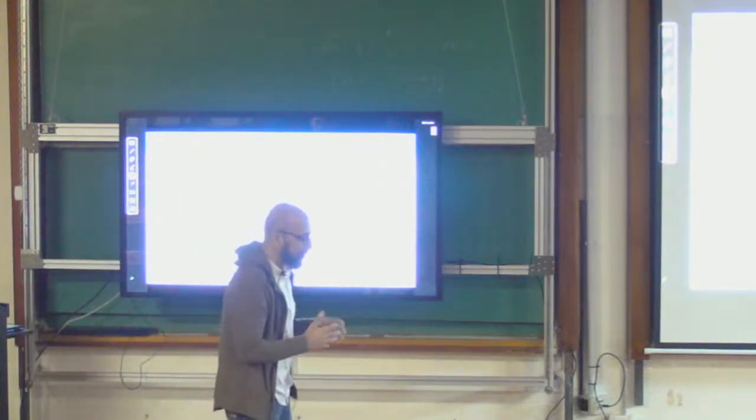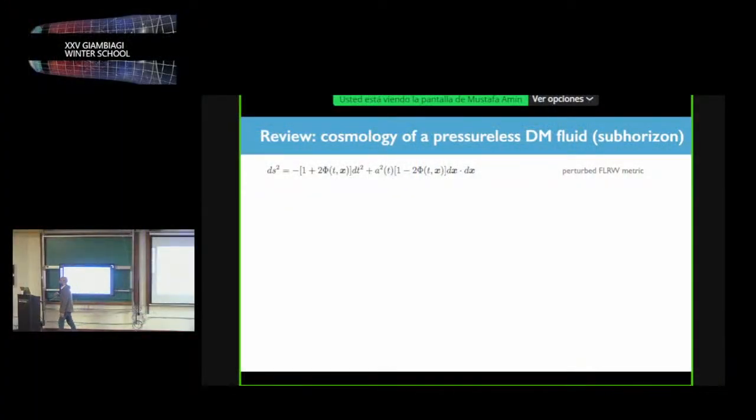So what I want to do is start with this review. So let me just quickly go through things. So we're going to be talking about a Friedmann-Lemaitre-Robertson-Walker metric, which is slightly perturbed. a is the scale factor, phi is the Newtonian potential, which is small, or generalized Newtonian potential that is small.